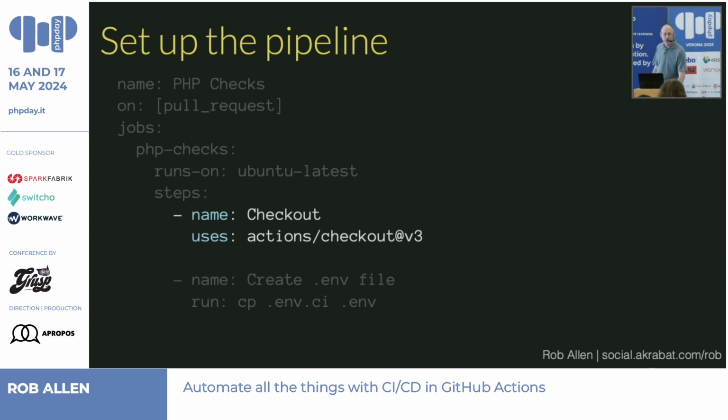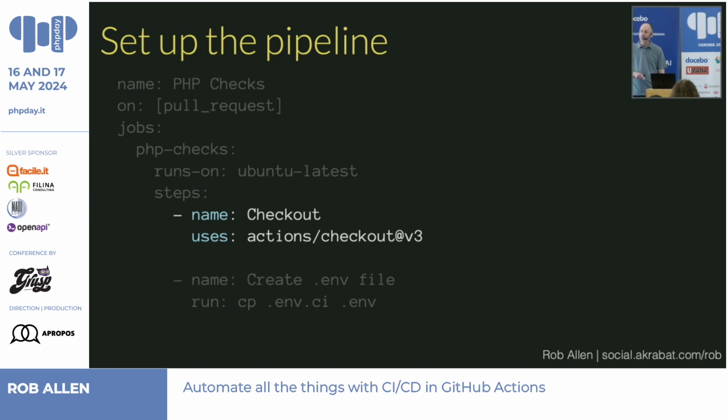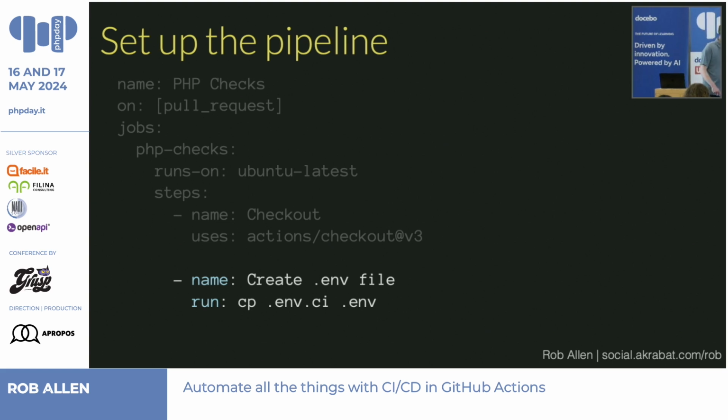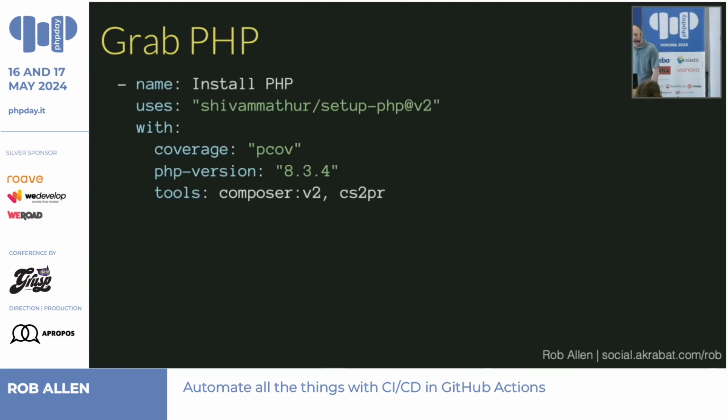You go check out your source code. One thing about GitHub Actions is your source code is not available unless you check it out. So don't forget to check out your source code. Create an env file. Probably got some configuration that your app requires. So I have a .env.ci file. I copy it over to create .env, and then I can do some work.